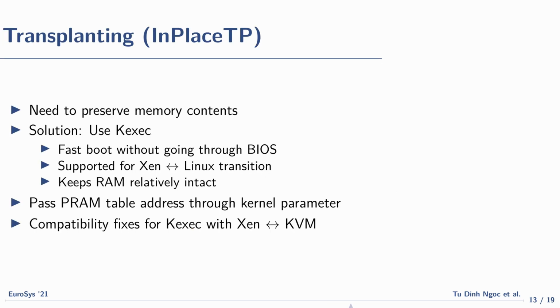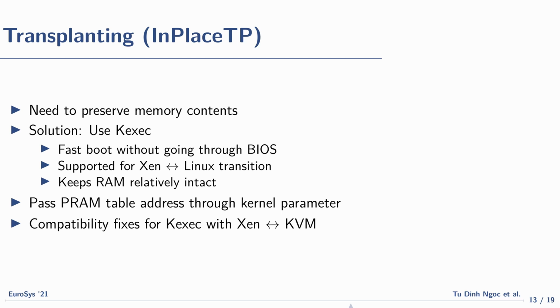So now that we have constructed the memory structures, I would like to proceed with the third step, which for migration TP is just like normal migration. But for in-place TP it is a bit more tricky, because you have to replace the running hypervisor. While we replace the hypervisor, we don't want to lose the existing memory content that contains the VM memory. So we use kexec to boot the new hypervisor without going through BIOS. We made some fixes for this kexec feature so that we can boot smoothly from Xen to KVM and vice versa. Also, we pass the PRAM table address using the kernel command line to the new hypervisor so that it can be processed.